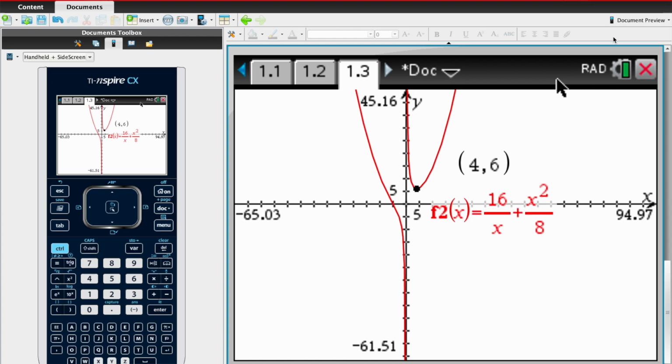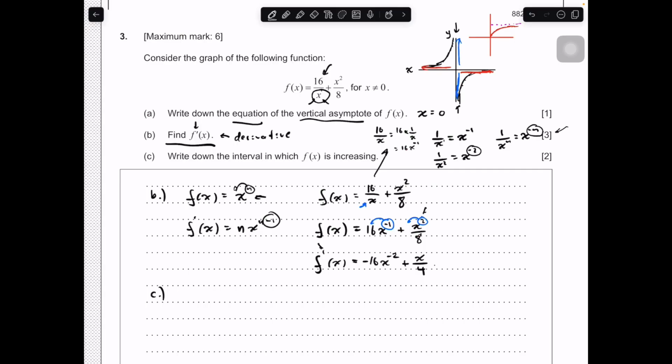So let's go back to the document for a sec. Write down the interval in which f of x is increasing. When x is greater than 4. When x is equal to 4, we don't write x is greater than or equal to 4, because when x is equal to 4, we're at a minimum. This is actually when the slope is equal to 0. And it's only when x is greater than 4 that we have this increasing. And that would be it, when x is greater than 4.